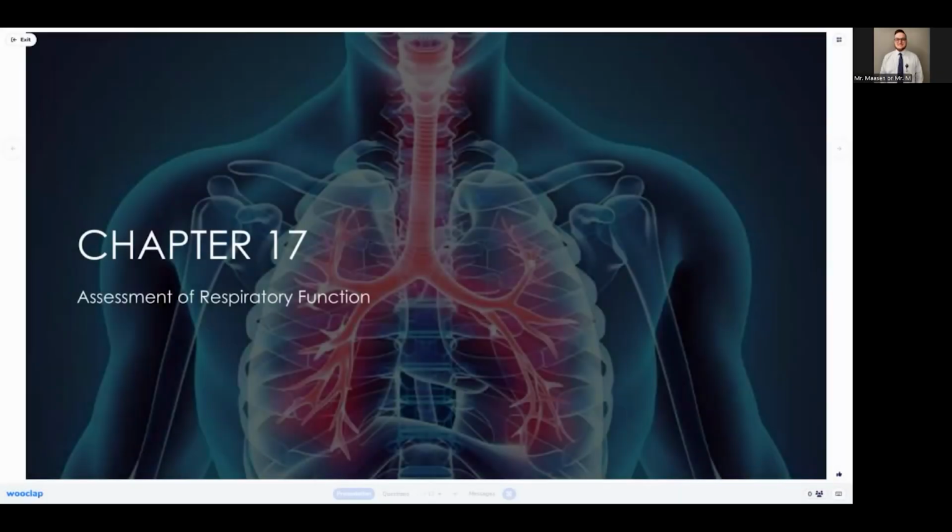Hello, guys. Welcome back. We've talked about diabetes. Now we're continuing on through Unit 2. The rest of Unit 2 is more focused on the respiratory system. So that's where we're going to be hanging out for a while.